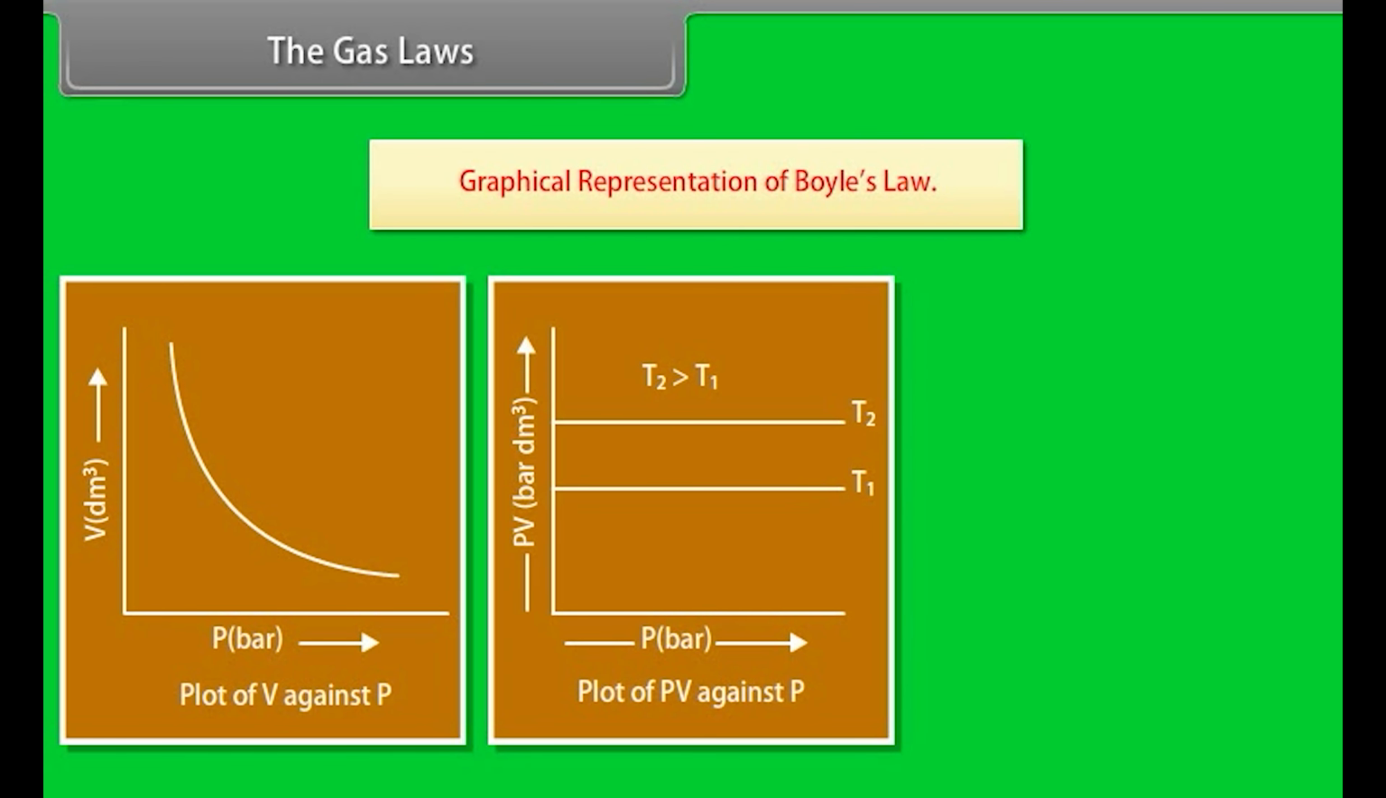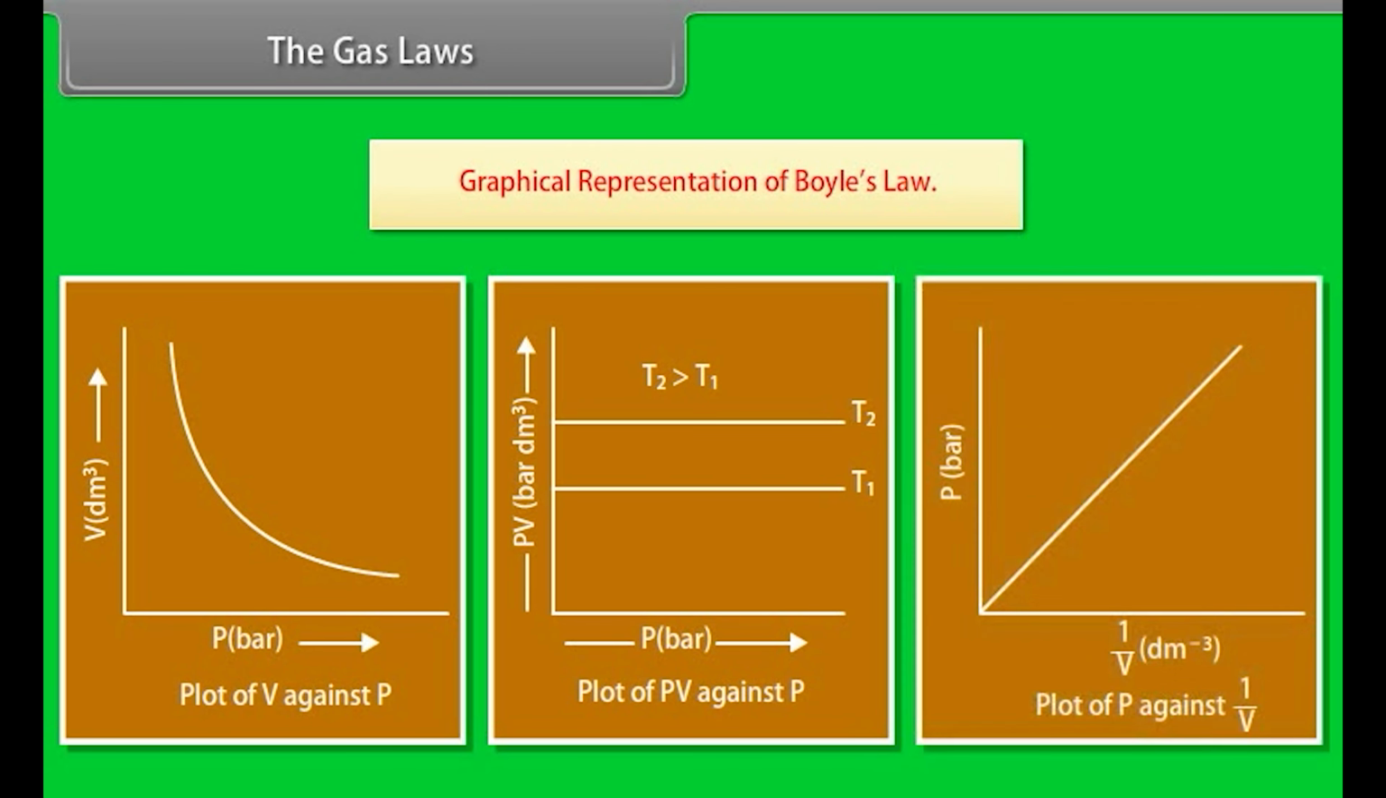It shows the plot of PV versus P at particular temperature. It indicates that the PV values remains constant in spite of a regular increase in P. The curve obtained by plotting PV against P at a particular temperature is called isotherm. The higher curve corresponds to a higher temperature. It shows the variation of P against 1 by V. The straight line indicates that 1 by V regularly increases with the increase in P.